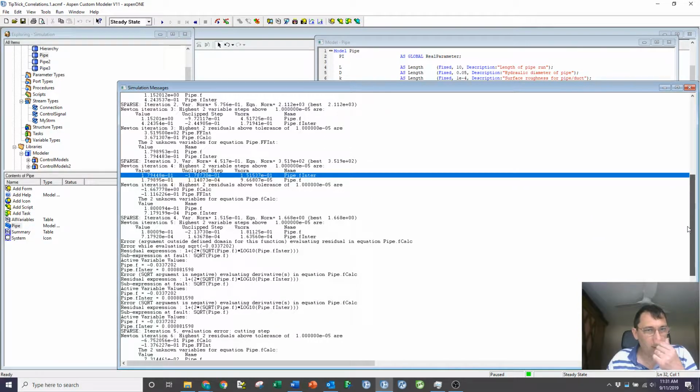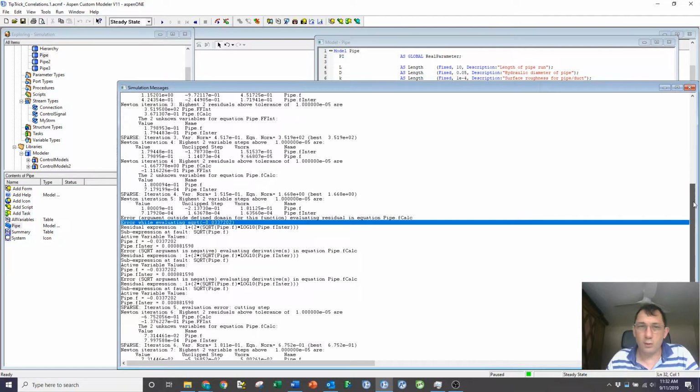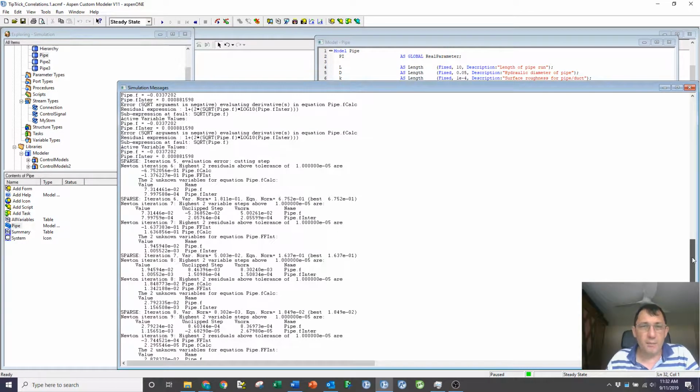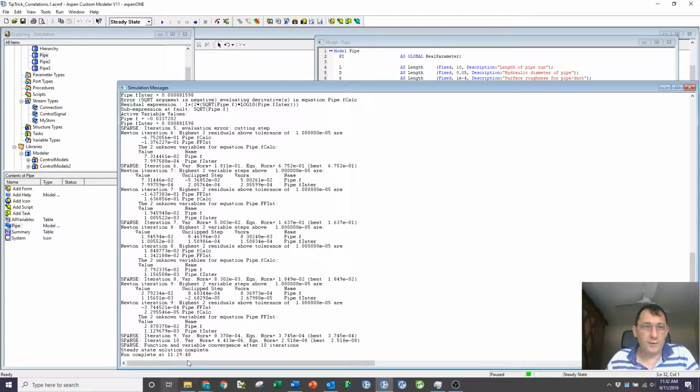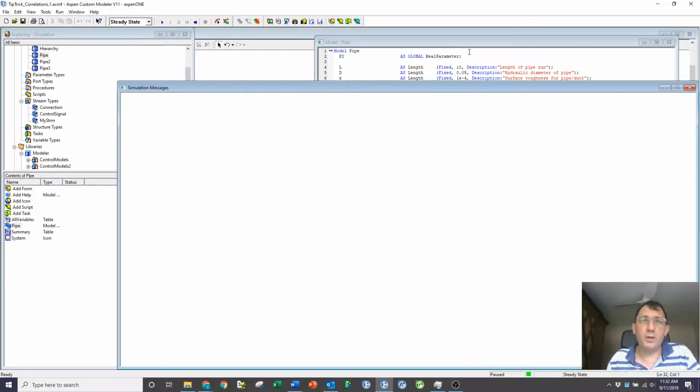It's also warning me when I'm taking square root of negative numbers, square root of logs of negative numbers, and so on. Nonetheless, it muddles through, and eventually, after 10 iterations, it comes up with a solution. So that's good, but it's not as good as it could be. So what could we do to change this?